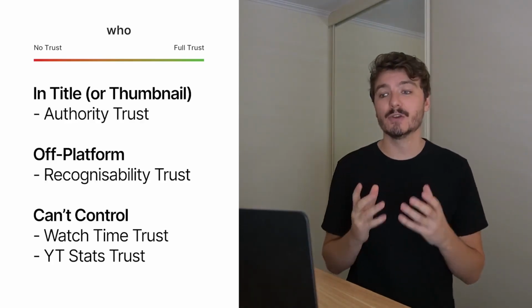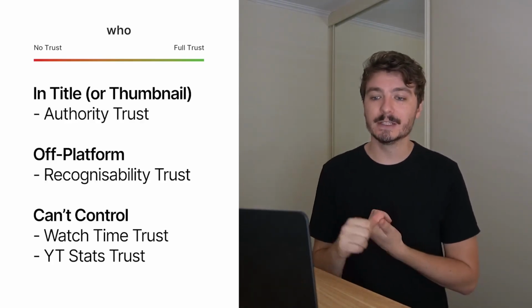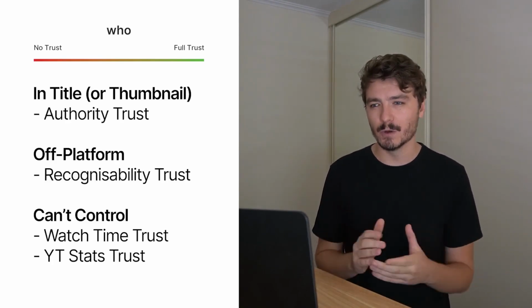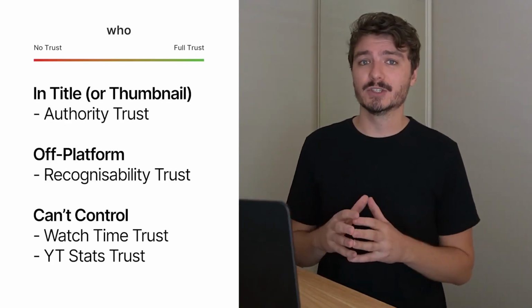Now, the 2 things that you can control are recognizability trust and authority trust. So let's talk about that. So recognizability trust is just if you recognize someone. And that's typically off platform or off channel, so not on your channel. So for example, if I've seen you on TikTok 50 times, and now when I'm scrolling on YouTube, I see your face on a thumbnail, I'm more likely to click on that video purely because I recognize you. Or if you've been on a bunch of podcasts and now I'm scrolling on YouTube and I say, hey, I've seen that guy on a bunch of podcasts, I'm more likely to click on the thumbnail.